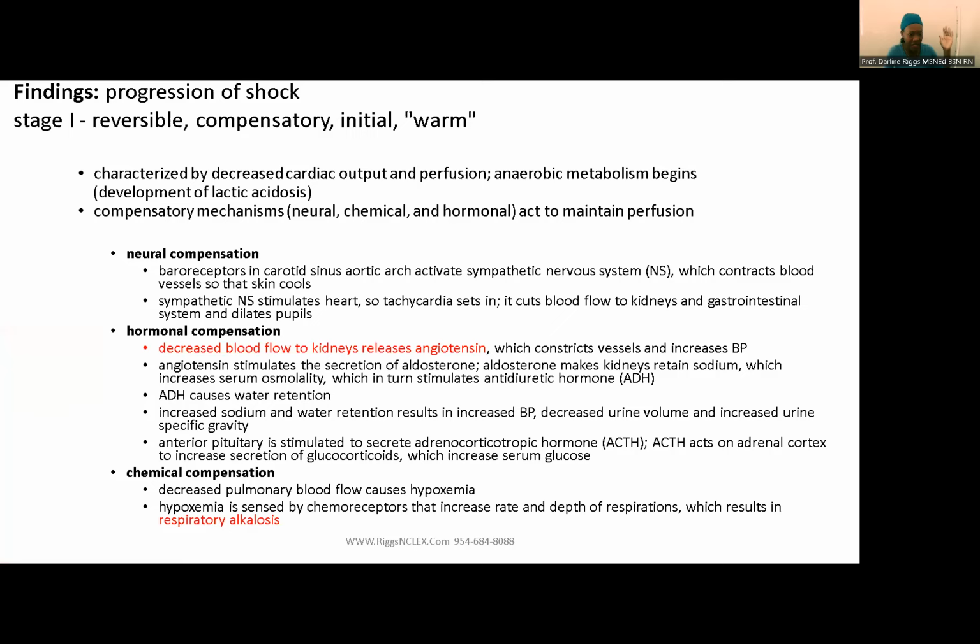Okay, so now that you know the different types of shock, we need to talk about how we treat the different types of shock. But in general, there's going to be a decreased cardiac output and perfusion. The body is going to compensate, and we'll talk about how the body does that. The body automatically does that, right? The neural kicks in, hormonal kicks in, chemical kicks in. So let's talk about that before we go into treatment.